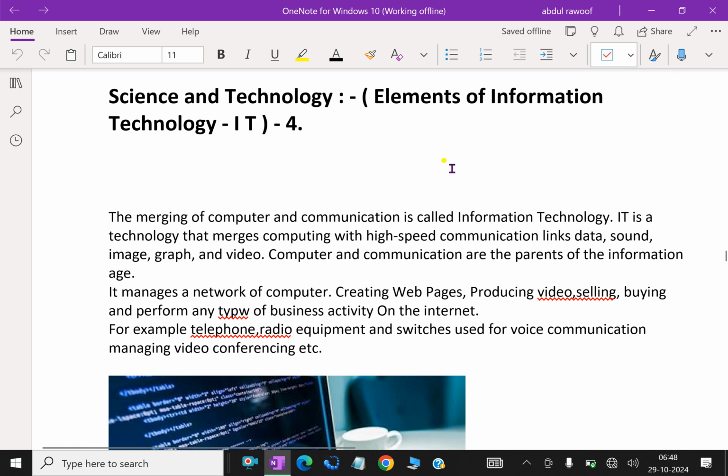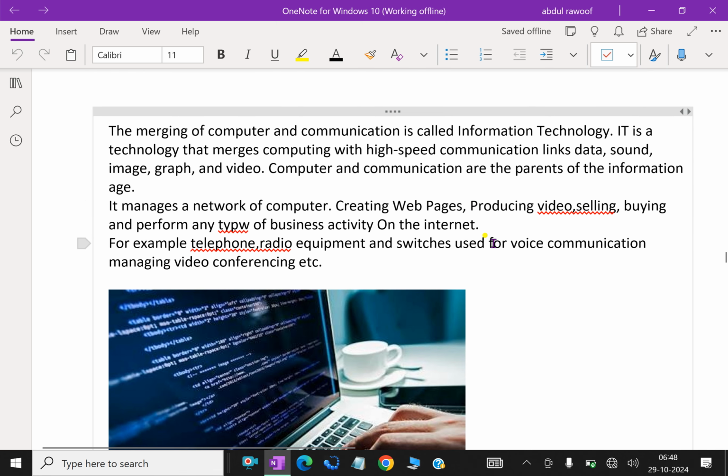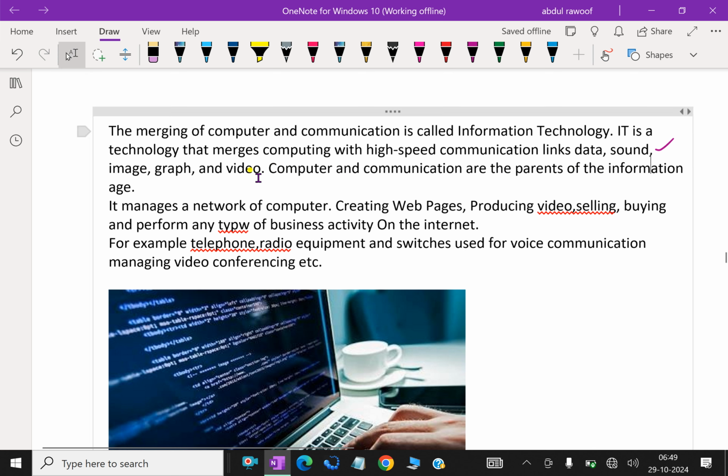Now, we'll discuss further the elements of information technology. The merging of computer and communication is called information technology. That means the merging of computer systems and communication is called information technology. IT is the technology that merges computing with high-speed communication links carrying data, sound, image, graphics, and video. Computer and communication are the parents of the information technological age.